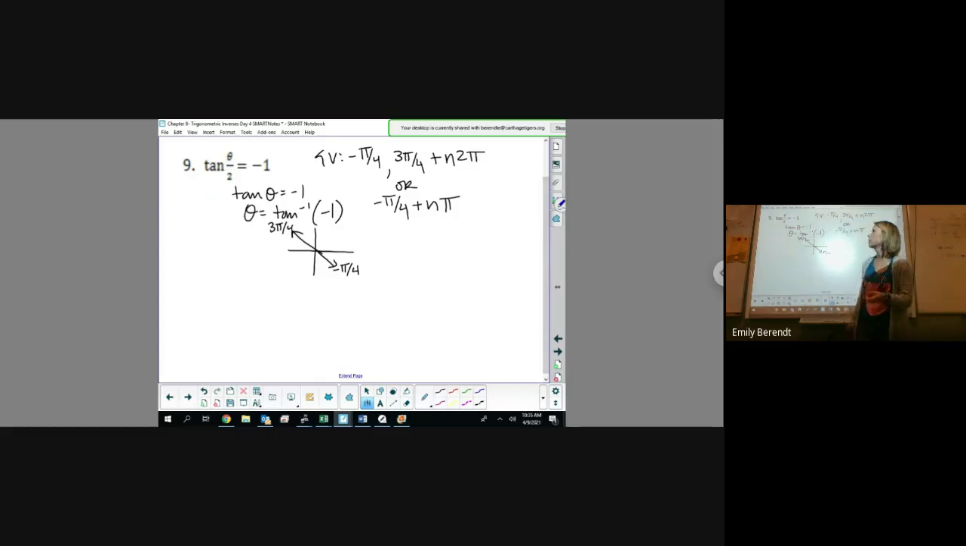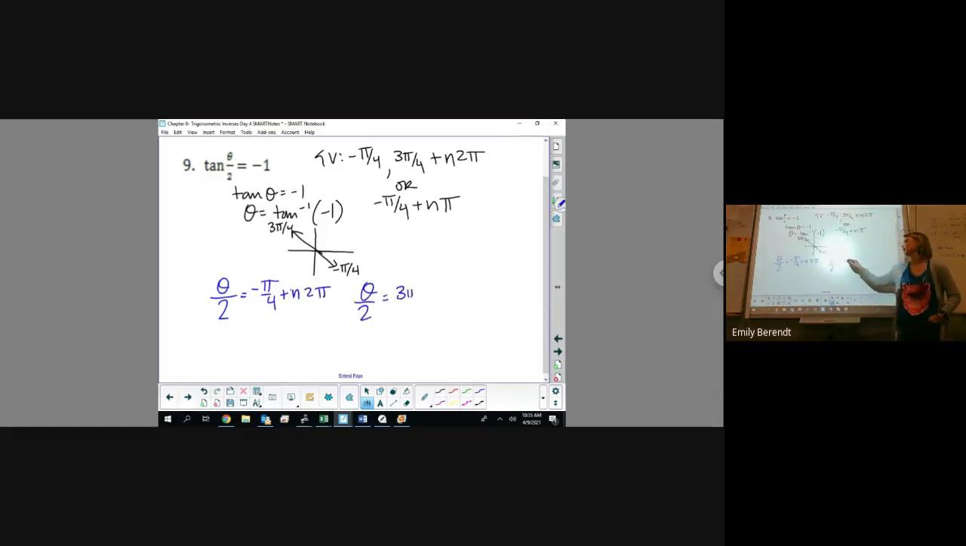So next step, we take the number in front of the angle and set it equal to our GV. So we've got theta over 2 on this one. So theta over 2 equals negative pi over 4 plus every 2 pi, and theta over 2 equals 3 pi over 4 plus every 2 pi.